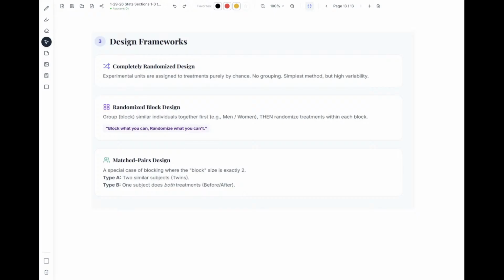Designing them. One way is completely randomized. Okay? Think back to just a simple random sample. Everybody is just randomized on who's going to get what.